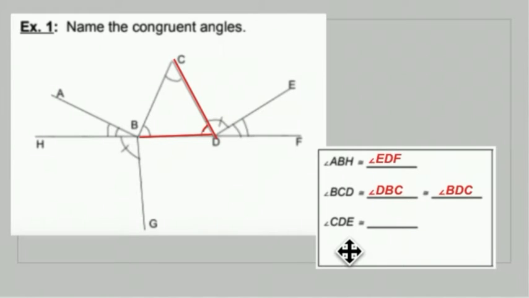Lastly, let's find out what angle is congruent to angle CDE. And that angle is right here. That angle has one arch with a line through it. Well, that's the same marking that's over here, and that's for angle HBG, or I could call it angle GBH. And that's how you name the congruent angles in a diagram. Just look at the marks.